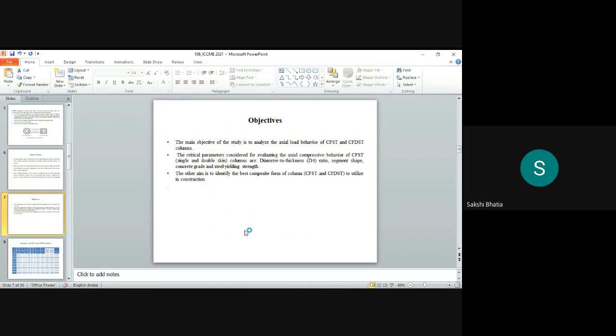So the main objective of the study is to analyze the axial load behavior of both the columns, that is CFST and CFDST. The parameters considered to evaluate the axial load behavior are the diameter to thickness ratios, the segment shape, concrete grade, and steel yielding strength. The other aim is also to identify the best composite form of the columns out of the two, that is CFST or CFDST.